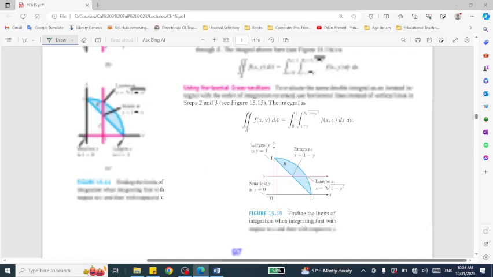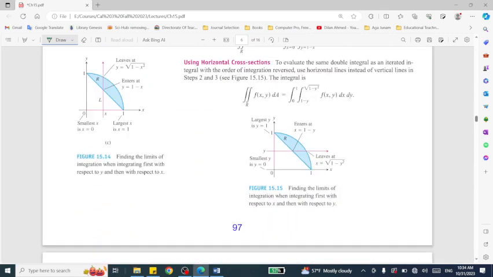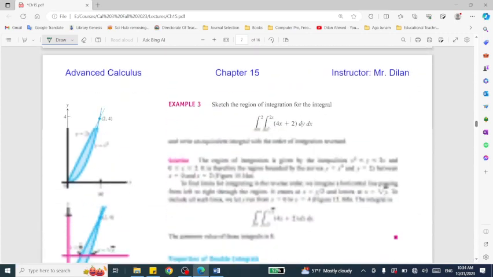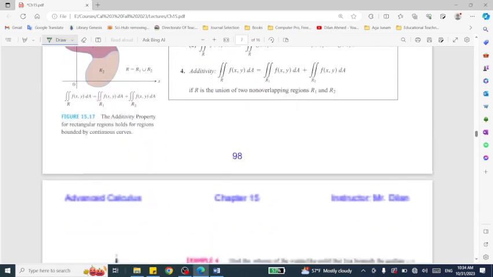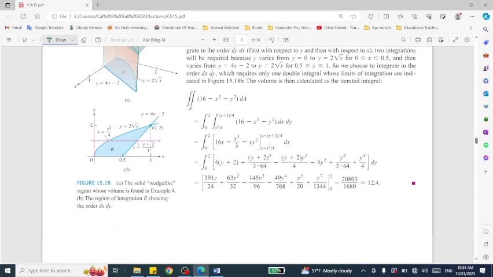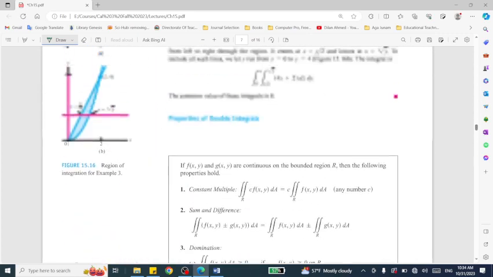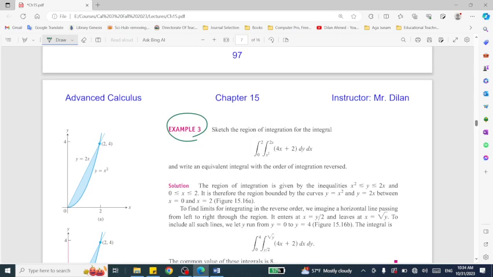This whole page, from finding the limit using a vertical cross section and using a horizontal cross section, I am going to leave it, but I will solve example number 3 for you. Okay, dears? Clear? Good. Do you want to rest? Do you think you are tired? Good. Let me go to example number 3.